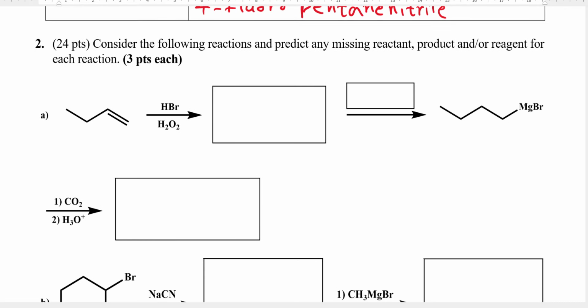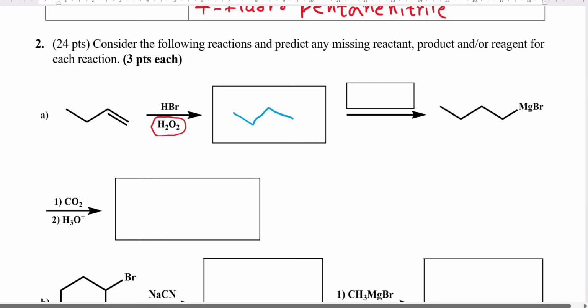Then for question 2, we need to complete these reactions. For step 1 or reaction 1, we have an alkene reacting with HBr, but it is under peroxide condition. When we have HBr and peroxide, addition is anti-Markovnikov. So instead of having bromine on the more substituted carbon, we will have it on the primary carbon.